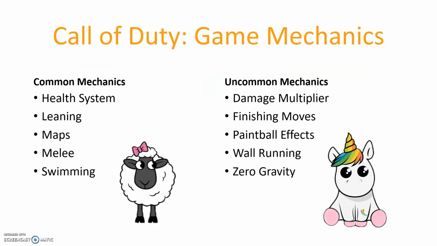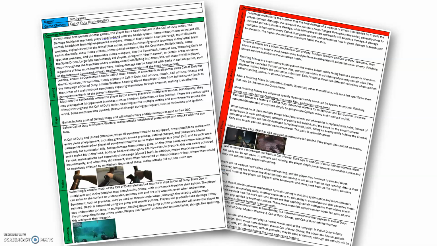So if I looked at Call of Duty in particular, I came up with health system, leaning, maps, melee, and swimming as my 5 common mechanics. There was more than that, but those were just the 5 that I picked. And then for my 5 uncommon mechanics, I picked damage multiplier, finishing moves, paintball effects, wall running, and zero gravity. Okay, so common and uncommon, that's what you're doing, choosing 5 of each on a game or game series of your choice. And then you're going to use the template that I've provided to give me some information about them.